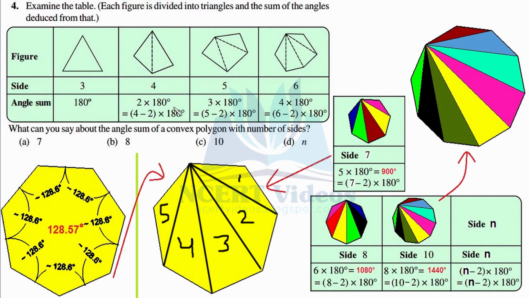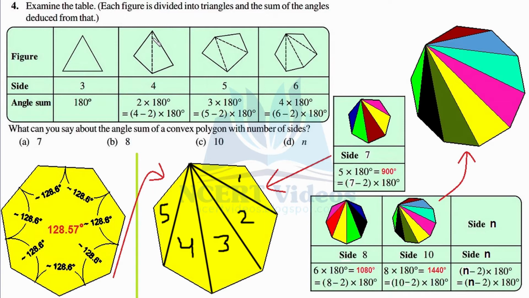Well, here is the reason for this. These diagonals are dividing the figure into triangles. And since we cannot draw a diagonal in a triangle, we are not doing this in the case of a triangle. And now the question arises: why are we only subtracting 2 from the sides? Well, here is the answer for that.